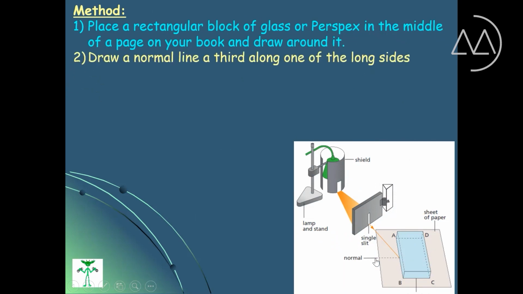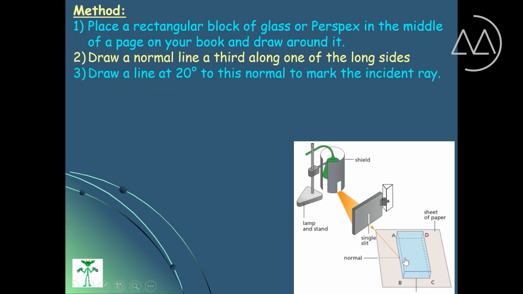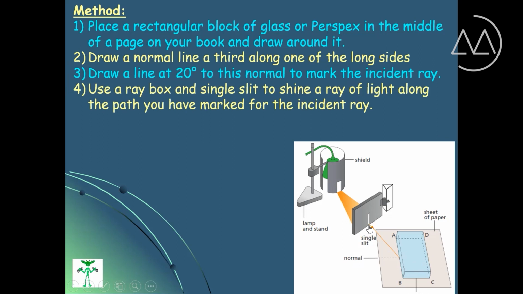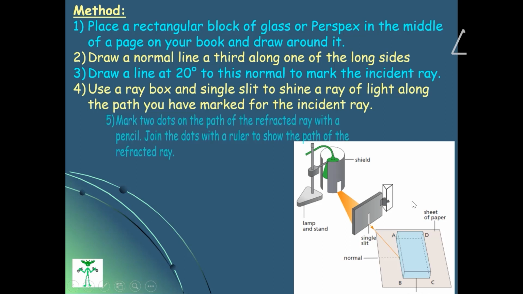Draw a normal. This is the normal line, a third along on the long side. And draw a line with an angle of 20 degrees to this normal to make the incident ray. Use the ray box and a single slit, this one, to shine a ray of light along the path you have marked for the incident ray.